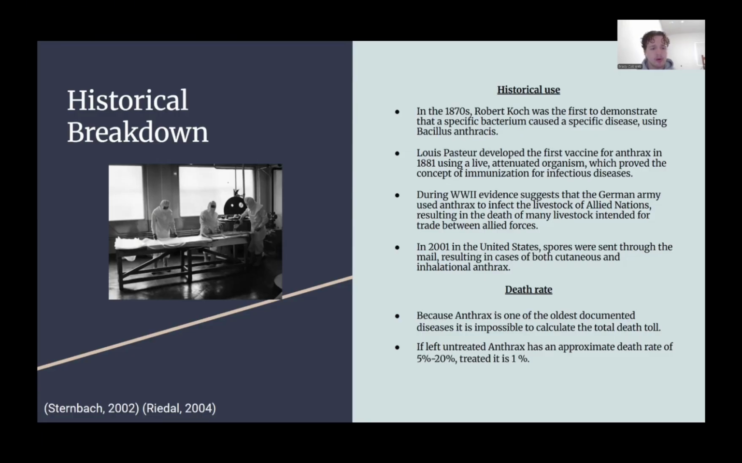Being one of the oldest recorded diseases, the death toll is incalculable. We have seen evidence of it back in 700 BC during Mesopotamia, and possibly as one of the 10 plagues listed in the Bible. The death rate of cutaneous anthrax, if left untreated, is 5 to 20%, depending on the strength of the patient's immune system. But if they receive immediate treatment, then the death rate reduces to 1%.